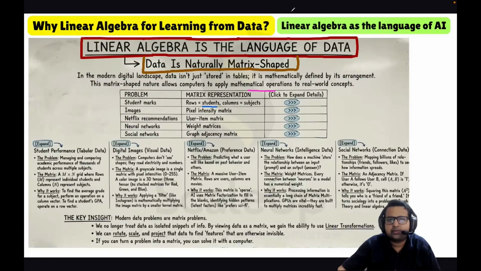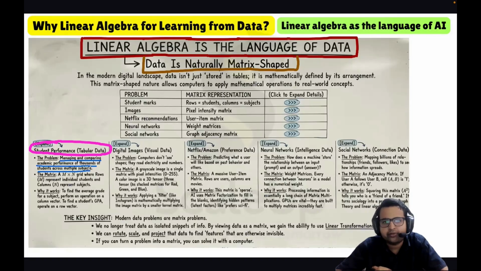Now all these we can discuss in some more detail. If I talk about student performance, which is tabular data, we already saw that. Here the problem is managing and comparing academic performance of thousands of students across multiple subjects. Just imagine we are considering a college containing thousands of students. And here the matrix can solve the problem.